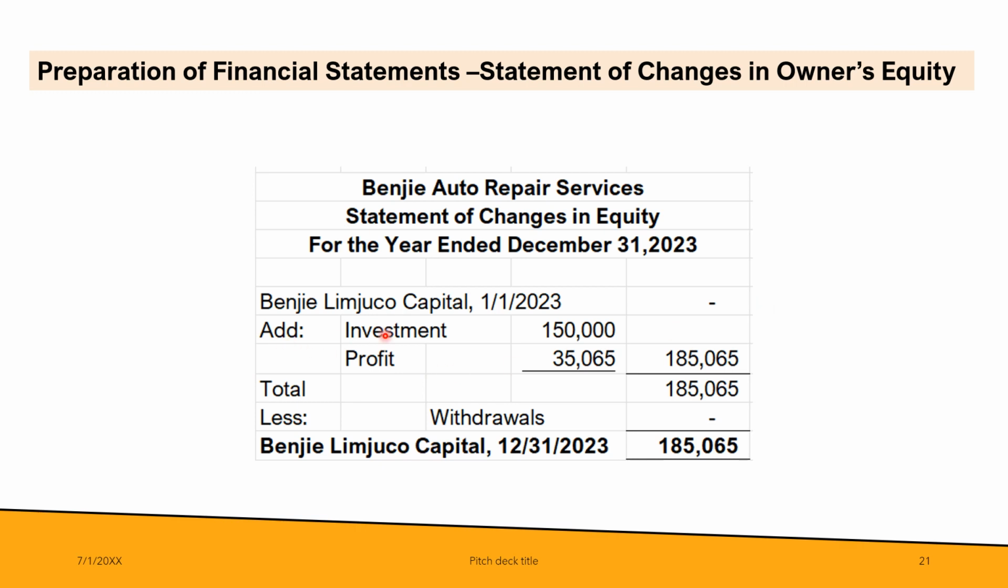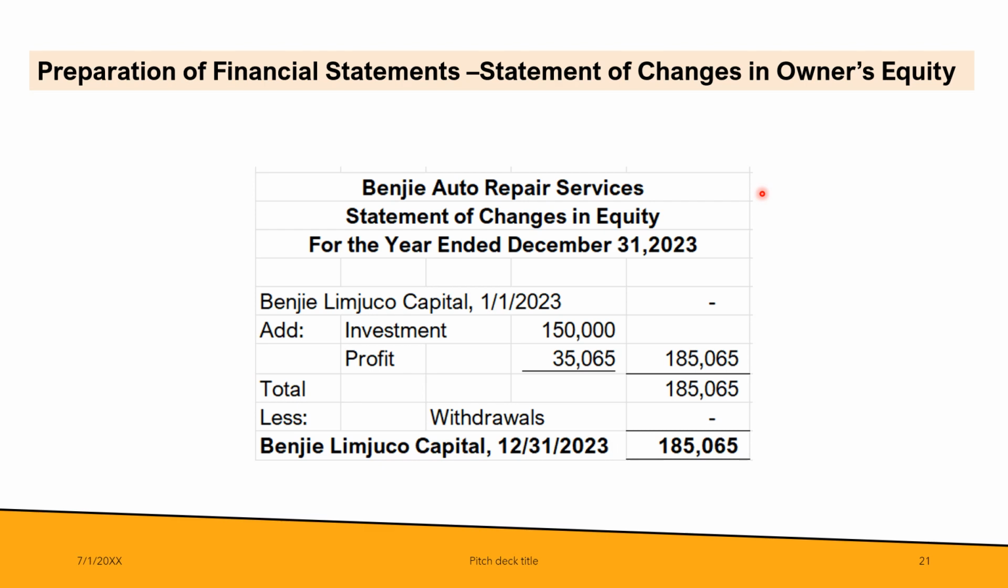And then add investment. Based on the worksheet, the investment of Benjamin Hoko is 150,000. And then we will also add the profit, which was reflected in the income statement, 35,065. So the total is 185,065. Less withdrawals or drawings, no withdrawal, so 0. Therefore, the capital ending of Benjamin Hoko on December 31, 2023 is 185,065. So this is the statement of changes in equity or owner's equity.